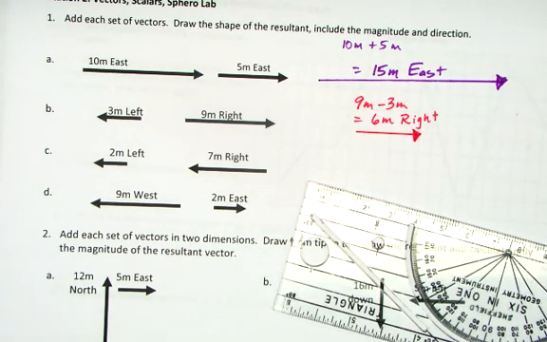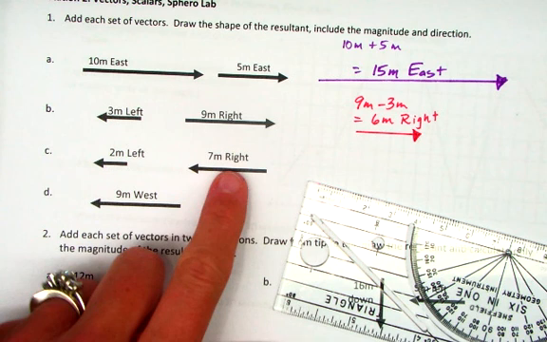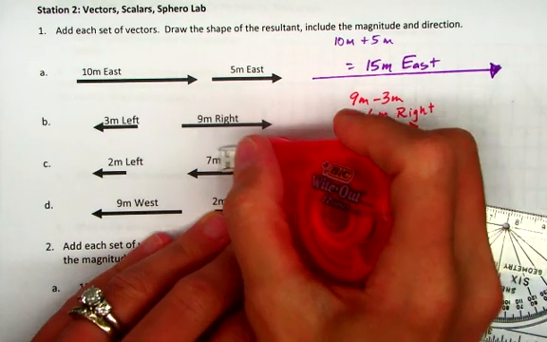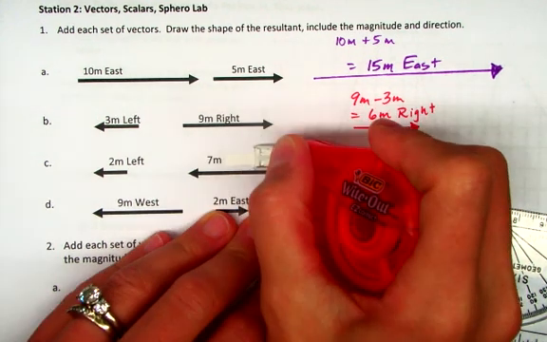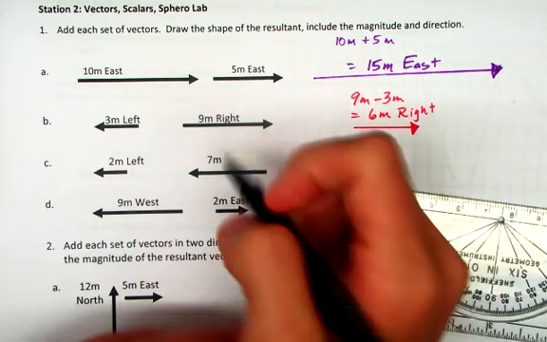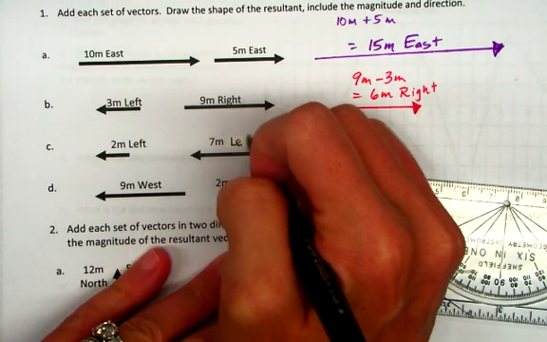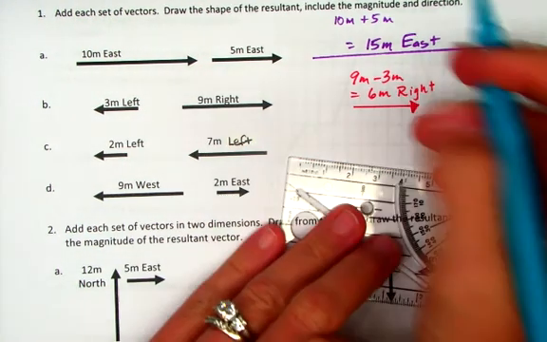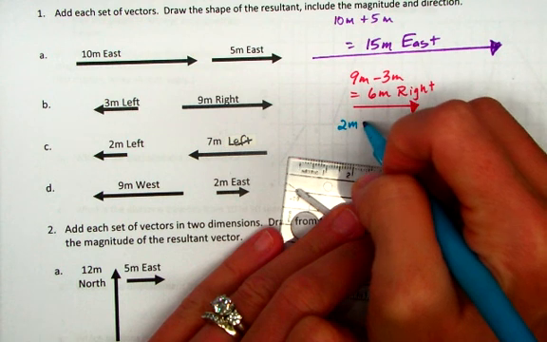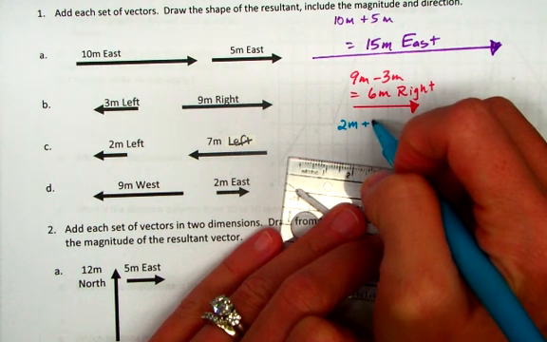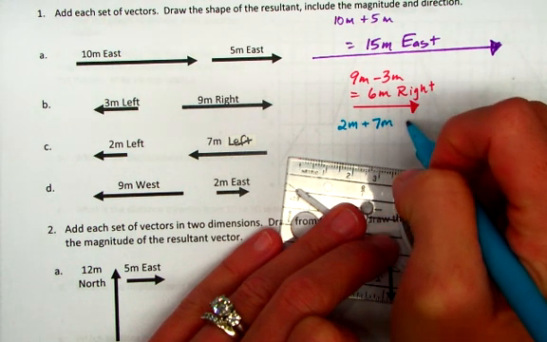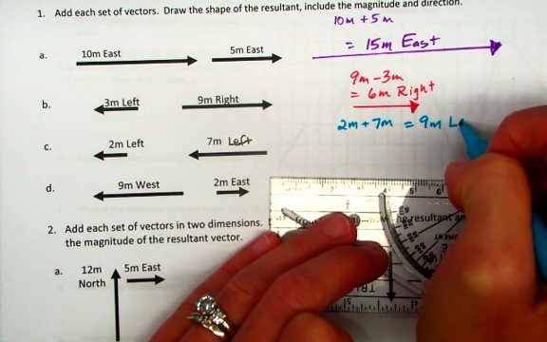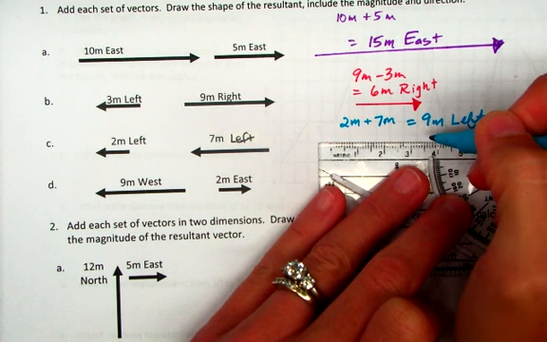We have 2 meters left. Oops, and 7 meters. This should say left. So let's change this guy up a little bit here. All right, so this is also left. So when we add these together, we're going to add them because they're in the same direction. So I have 2 meters plus 7 meters. So that's going to equal 9 meters to the left. So that'll look like this.